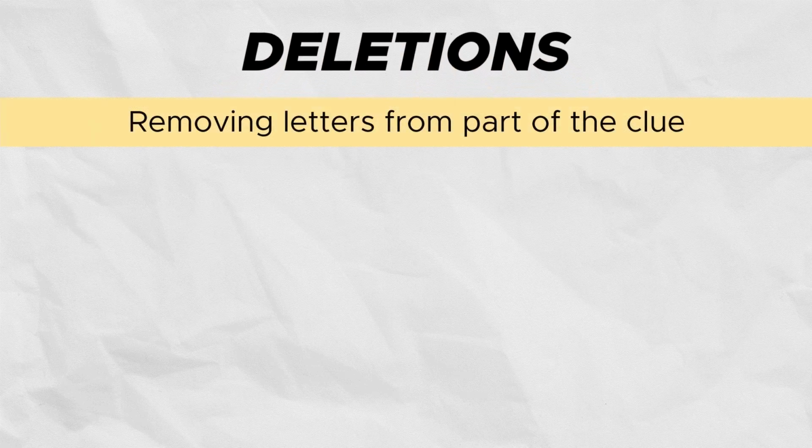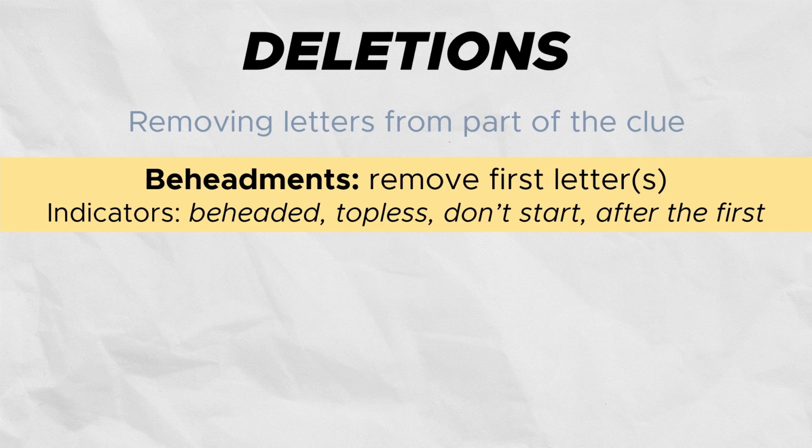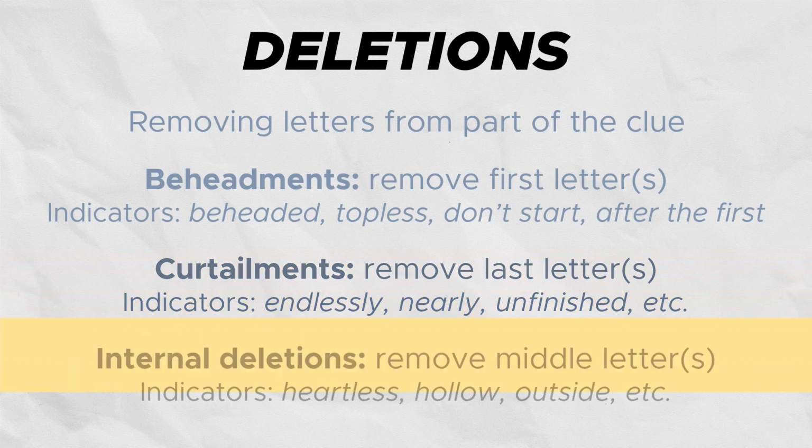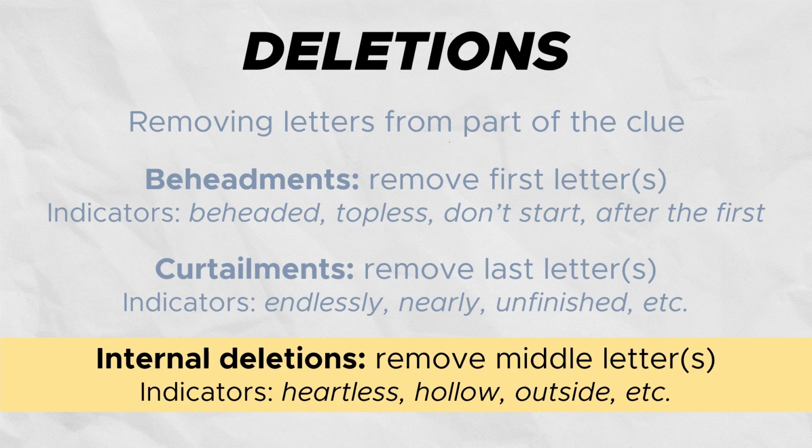Deletions. Deletions are where letters are removed from part of the clue to give the answer. Beheadments are where the head or the first letter is removed. Indicators include beheaded, topless, don't start, after the first. Curtailments are where the tail is chopped off, so you remove the last letter. Indicators include endlessly, nearly, and unfinished. Internal deletions are where letters in the middle are removed. Indicators include heartless, hollow, outside, etc.